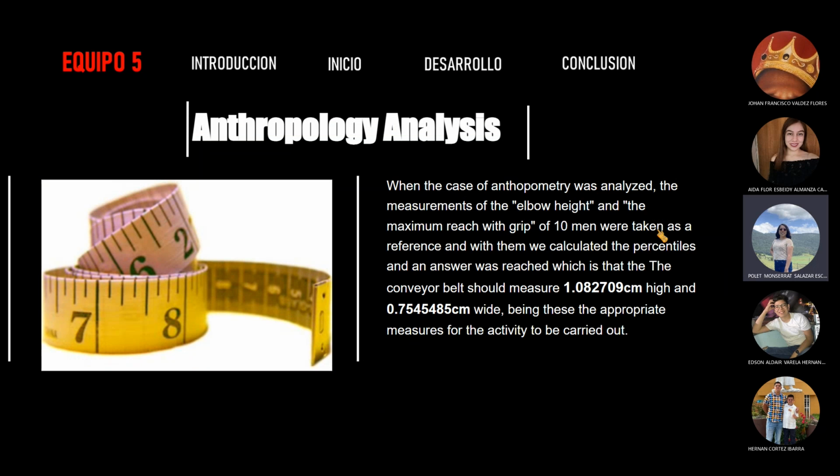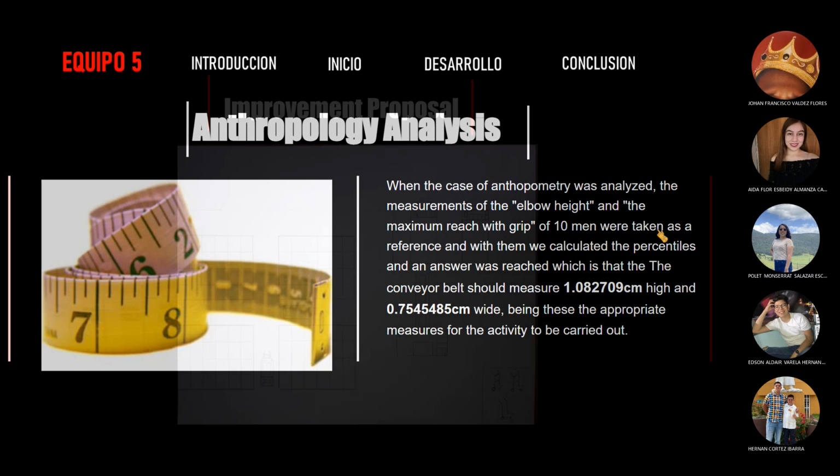Next, please. Well, when analyzing the data obtained with the anthropometry method, it's concluded that based on the 95th percentile, the most valuable measurements for the conveyor belt are those of 1.08 meters in the height of the elbow and 0.75 meters for the gripping distance, for the worker to perform the activity in the best way. Next, please.